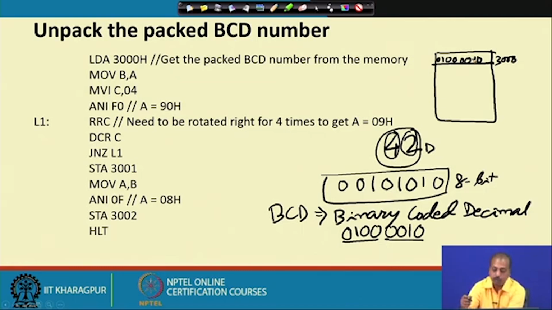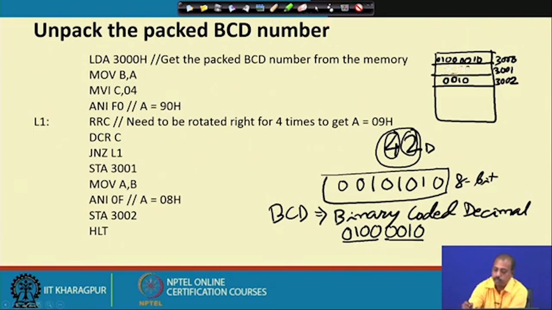Now, what the program will do is break this number into 2 8-bit numbers and store the results at 3001 and 3002. At 3001, it will store the first digit, that is 0100, and in the next location it will store the next digit, 2, that is 0010. The most significant bits are all 0.